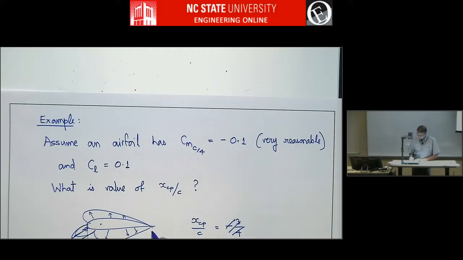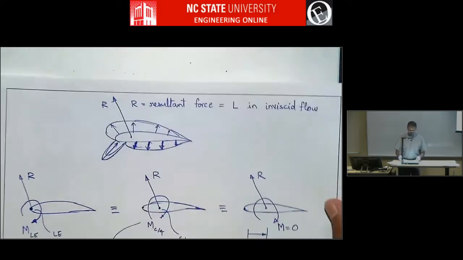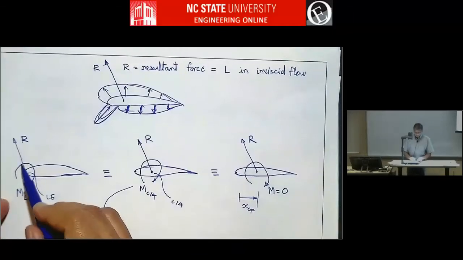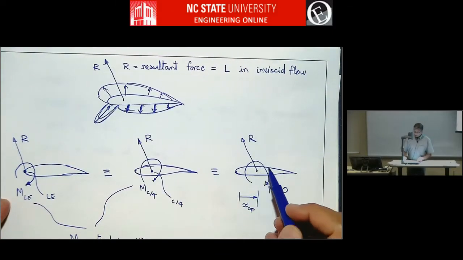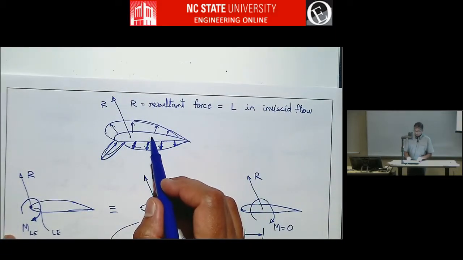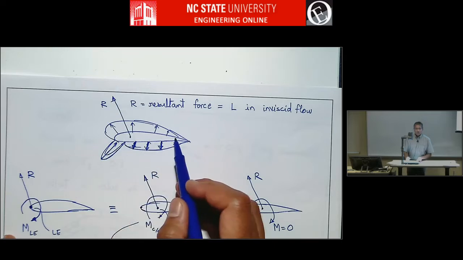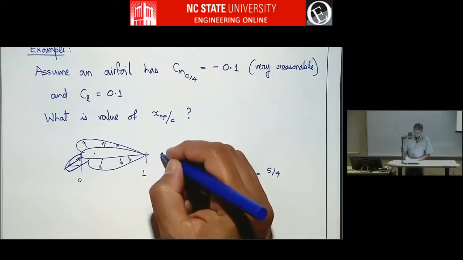So this is 0, this is 1, center of pressure is here. So, in the previous plots, look at how we drew this. You can put a resultant force here with some moment or here with some moment, or you can put it here and you're saying all this pressure is causing a resultant force that will act somewhere. Now we are saying it acts outside the airfoil.